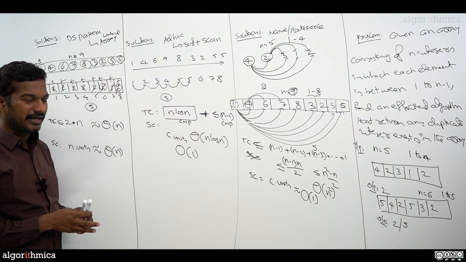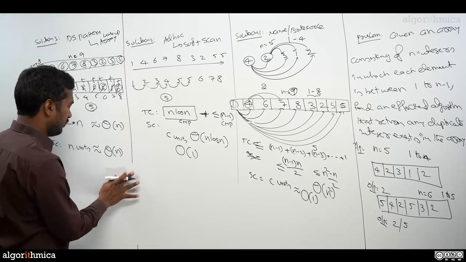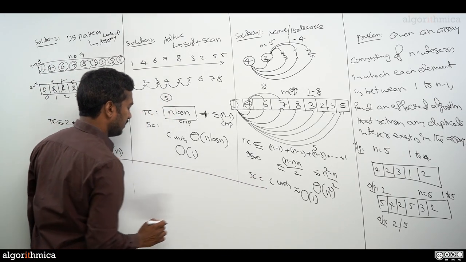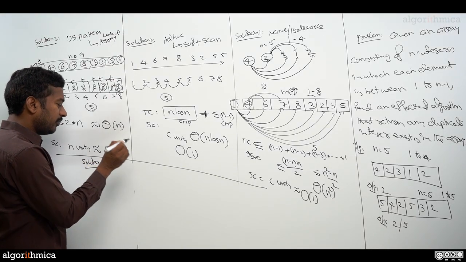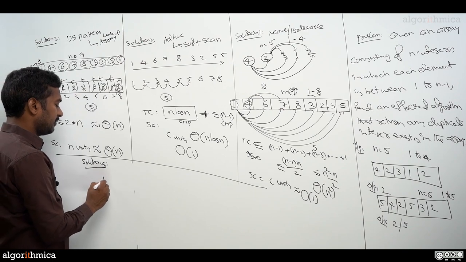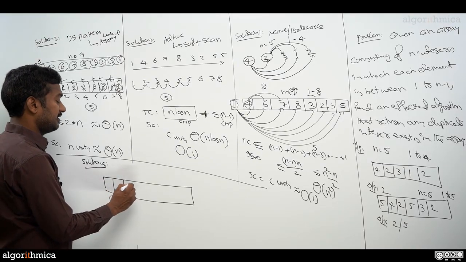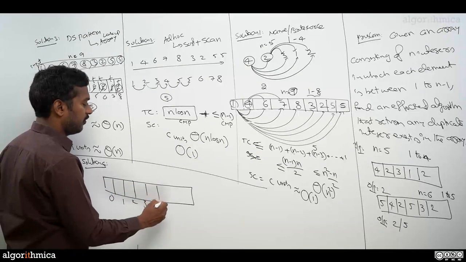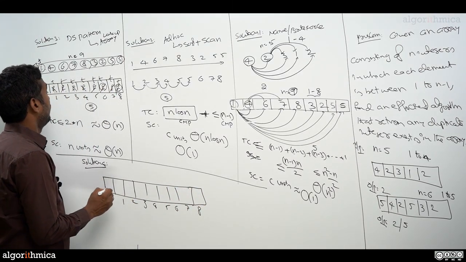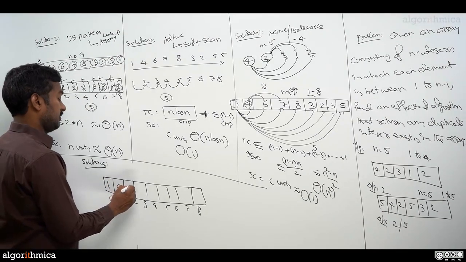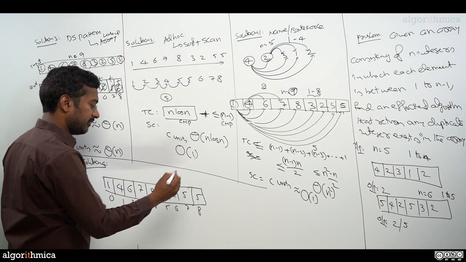Let's make a more concrete understanding of this idea. Let me take up this idea here, and then we'll analyze it. We call this solution number 4. Let's take this data. 0th index, first index, size is 9, indices 2, 3, 4, 5, 6, 7, and 8. My original data is 1, 4, 6, 7, 8, 3, 2, 5, 5.